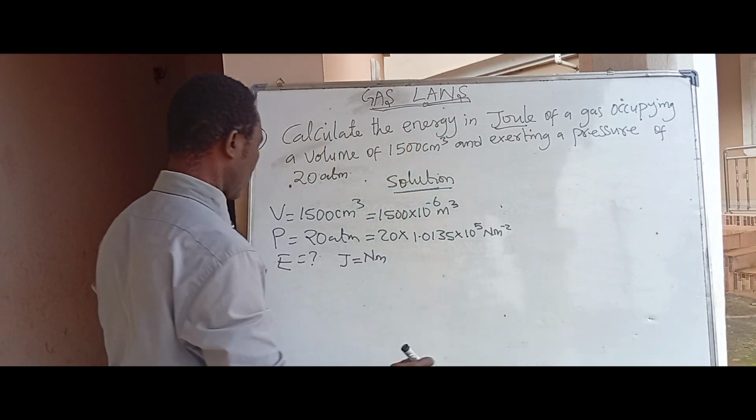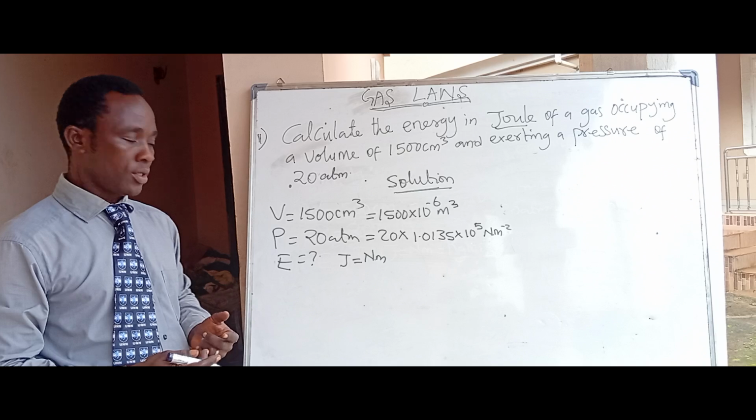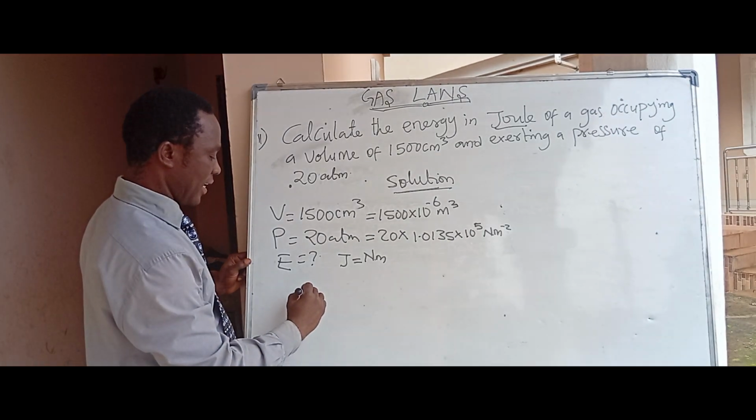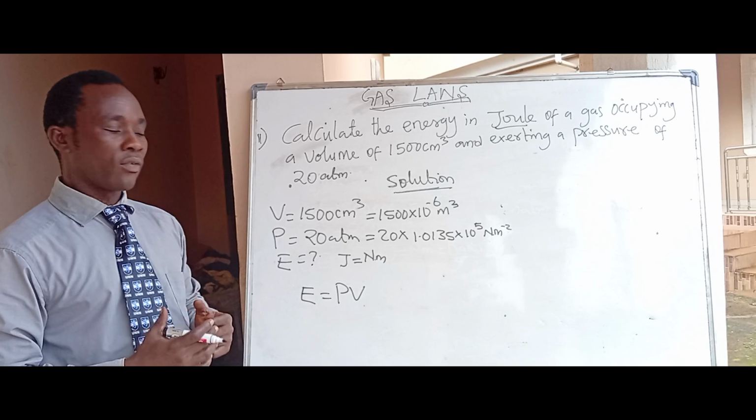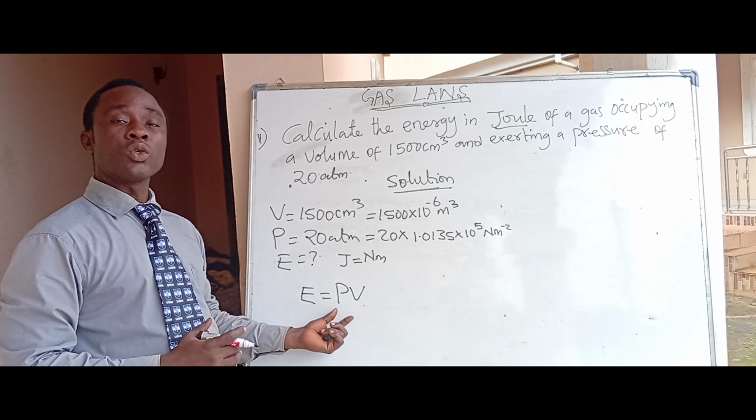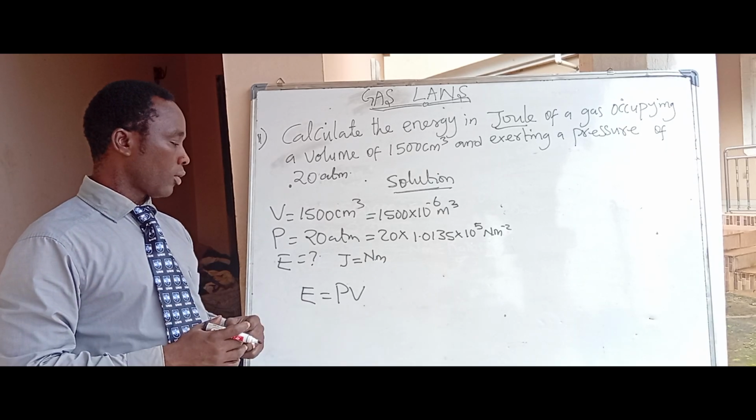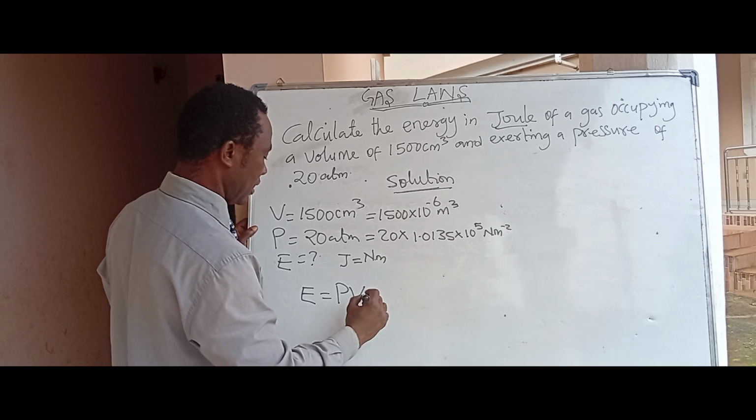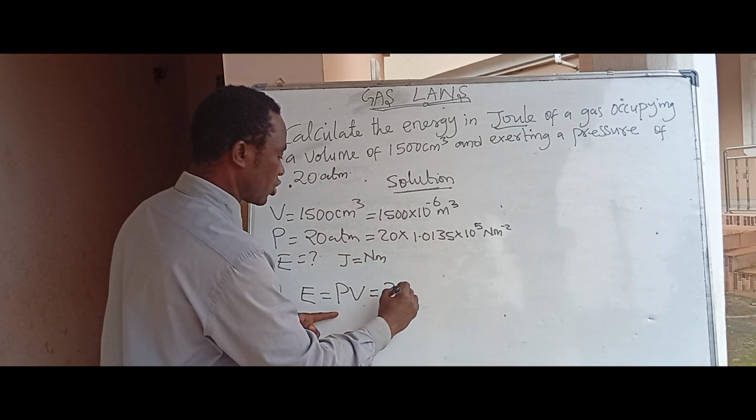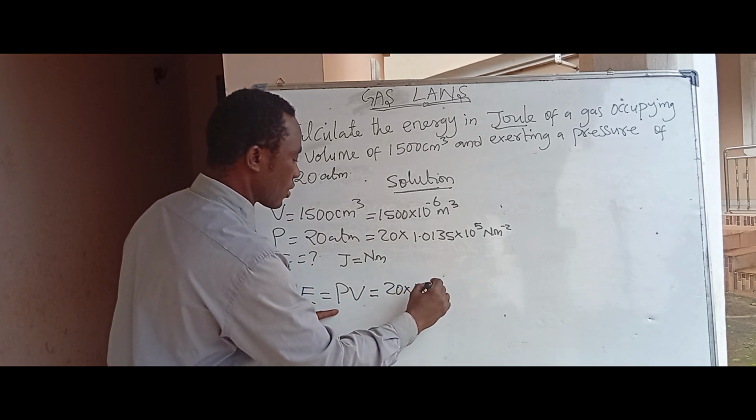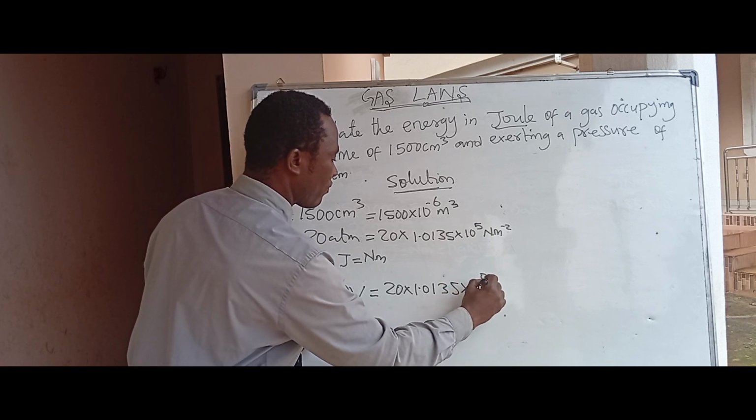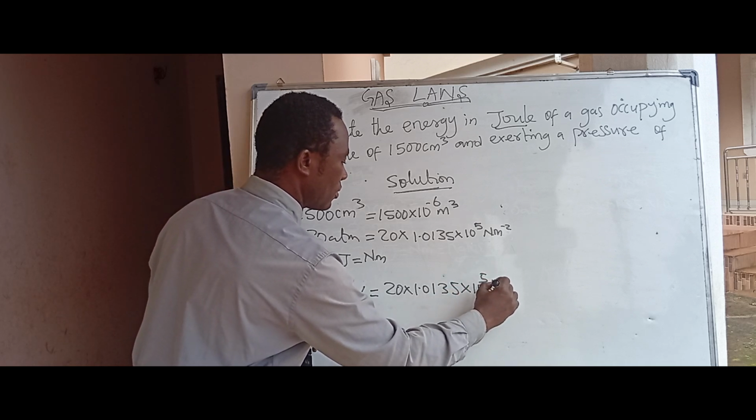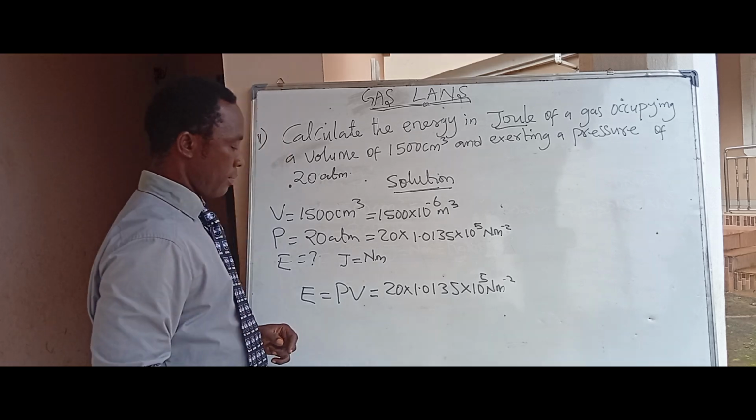Now, having done this, we can now get our what? Energy. Remember, mechanical energy is equal to pressure multiplied by volume. The energy of a gas is equal to the pressure of the gas multiplied by the volume of the gas. That will exactly be the pressure, which is 20 times 1.0135 times 10 raised to power 5 Newton per square meter.